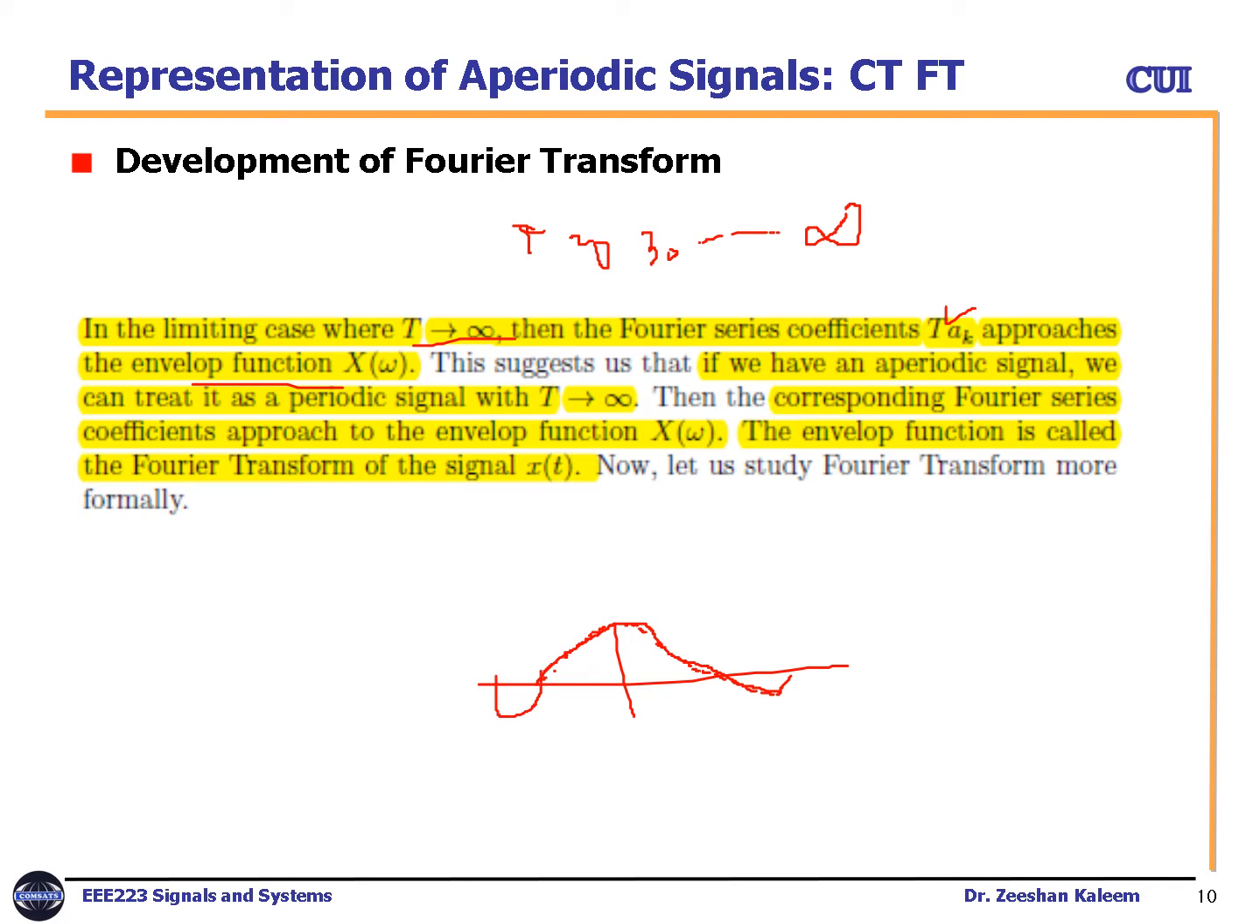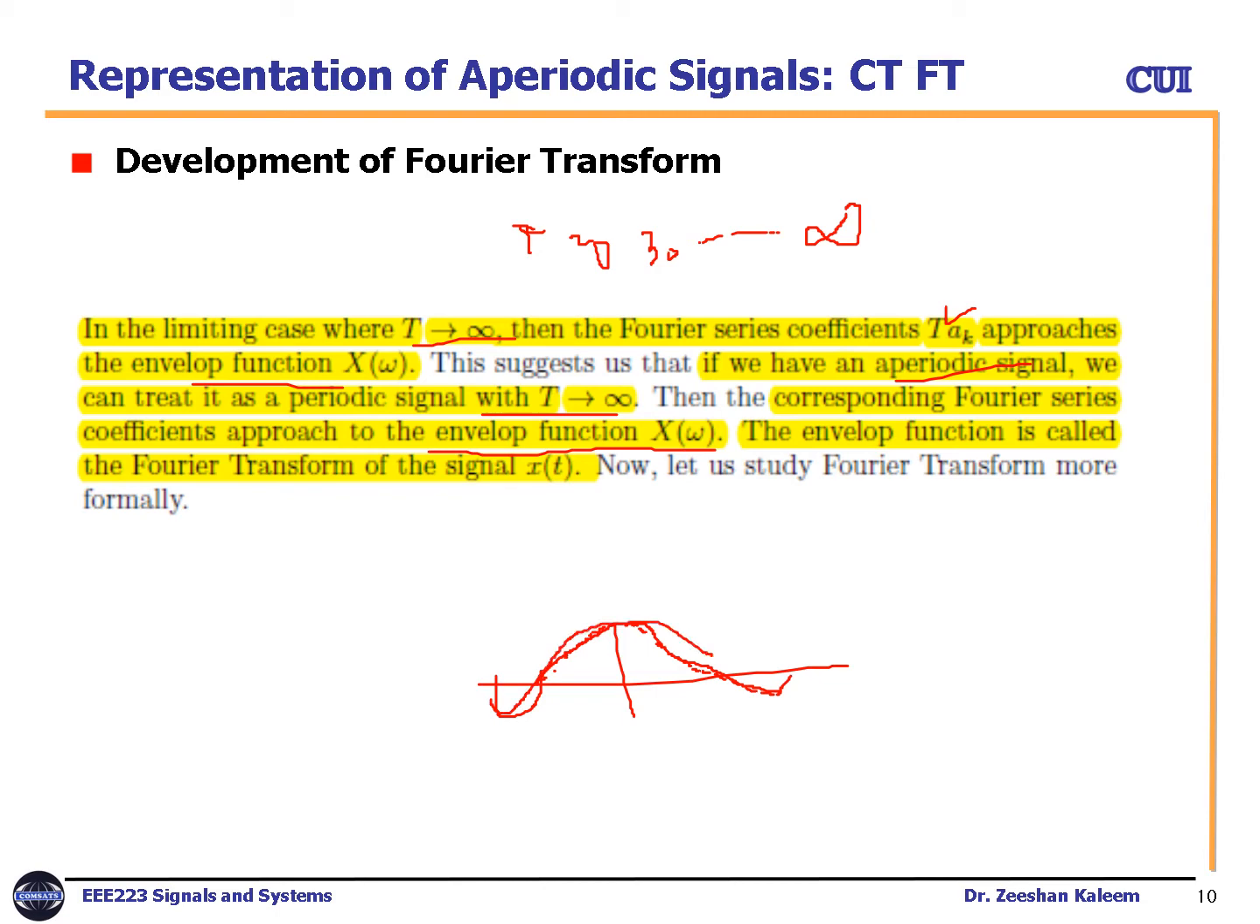So this suggests that if we have an aperiodic signal, we can treat it as a periodic signal with T approaching infinity. You know that for an aperiodic signal we do the Fourier transform, but they are mentioning here that we can treat an aperiodic signal as a periodic signal with T approaching infinity. So whenever T approaches infinity, we can treat the conventional aperiodic signal as a periodic signal and can apply the Fourier series as well. Then the corresponding Fourier series coefficients approach the envelope function.